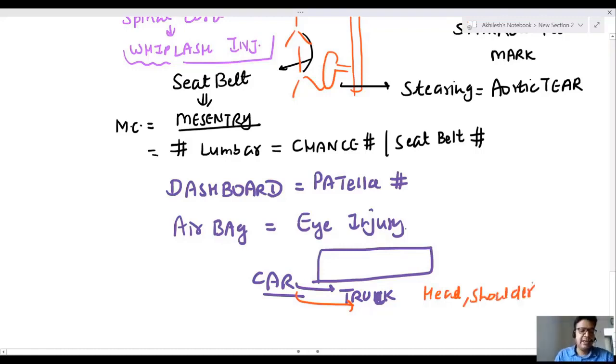This causes injury to the head and shoulder of the car occupant. And observe, this phenomenon is known as tailgating.